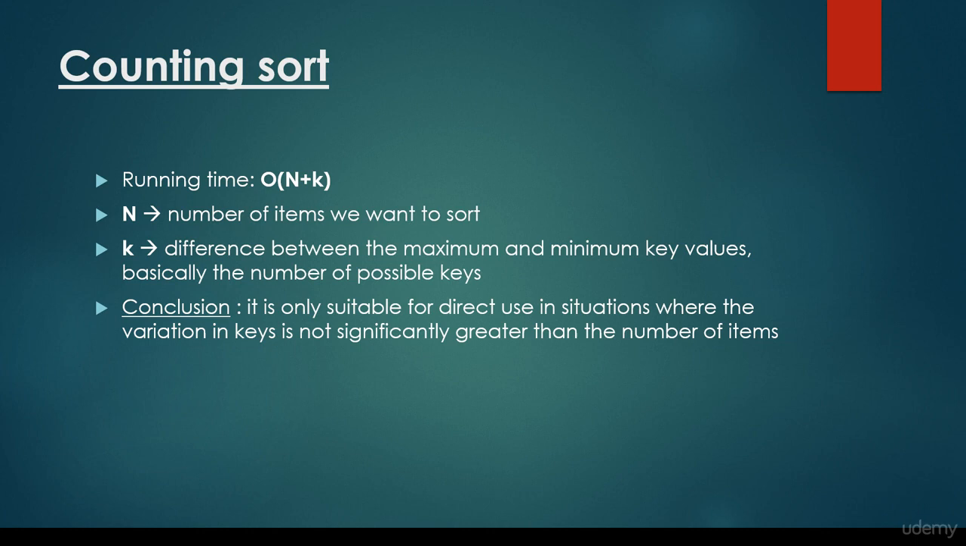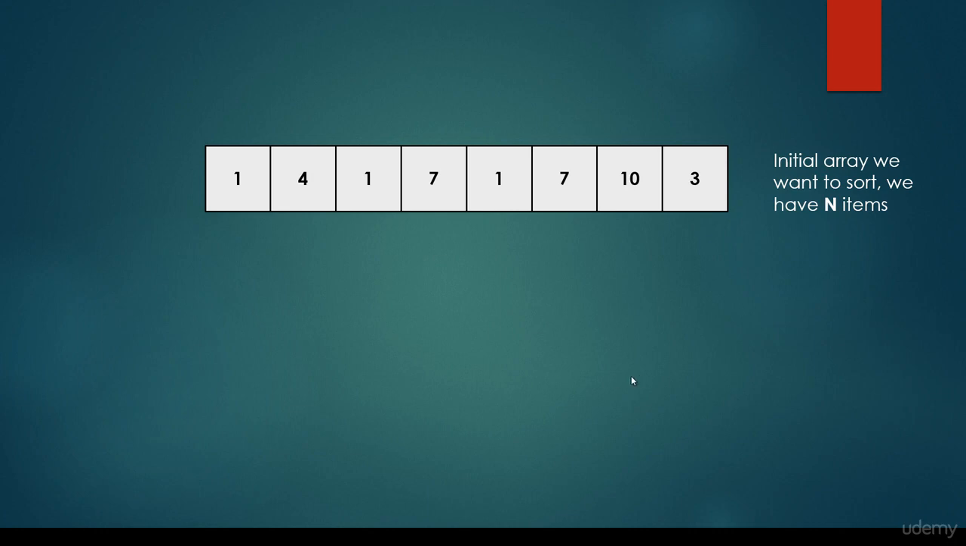possible keys. So the conclusion: it is only suitable for direct use in situations where the variation in keys is not significantly greater than the number of items. As you can see, if k is small, we are going to end up with a linear algorithm. But if k is huge, then maybe this running time is going to be slower than bubble sort, for example. So we have to make sure that this k is small enough.